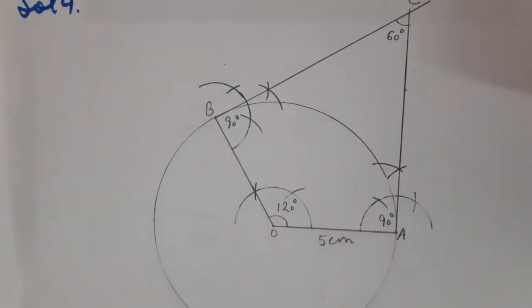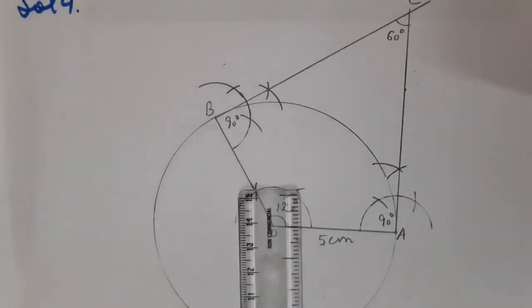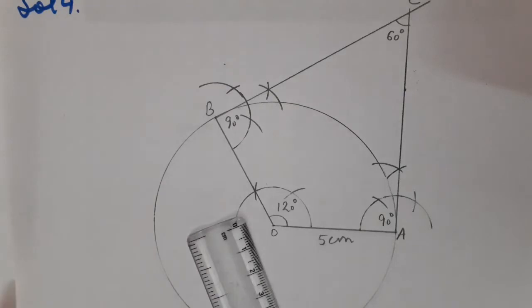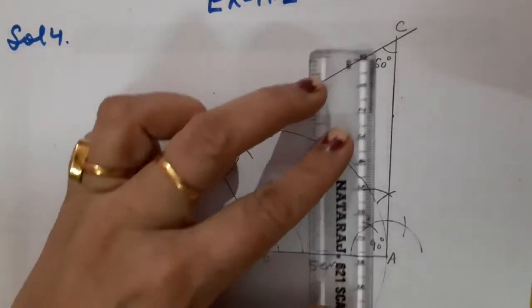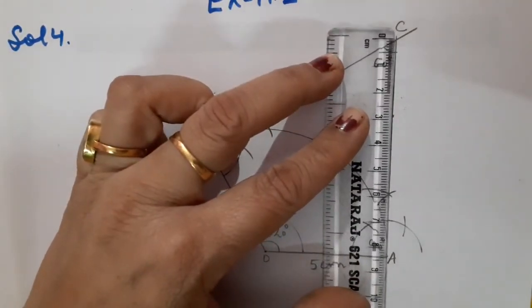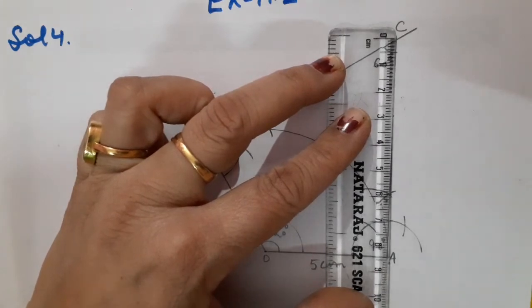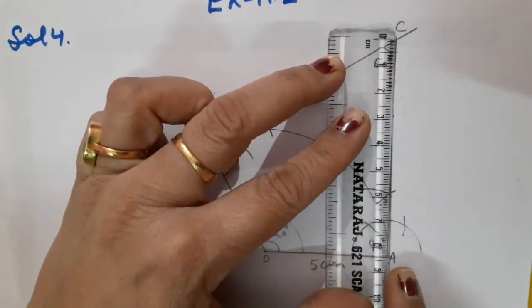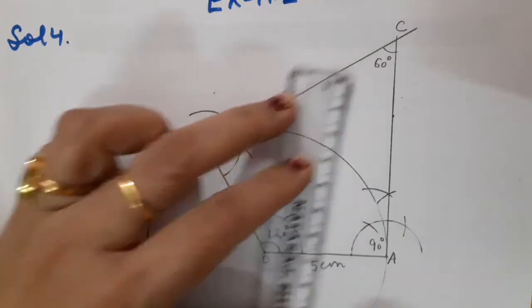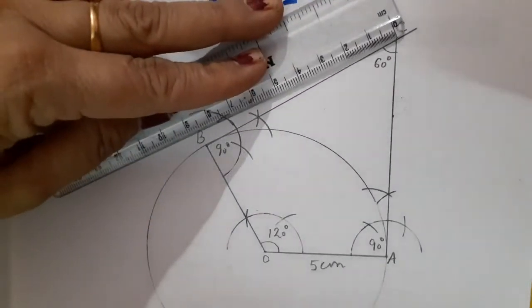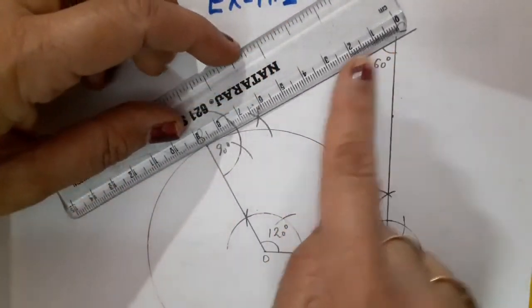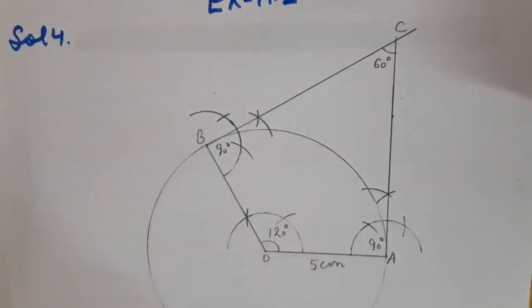Now, what else is asked? We have been asked to measure the length of the tangents. Children, as you know that the tangents are always equal in length whenever they are drawn from the external point. Okay. Here you can see that the length of this tangent, that is CA, is 8.5. Let us measure it now. This CB is also equal to 8.5 centimeters.